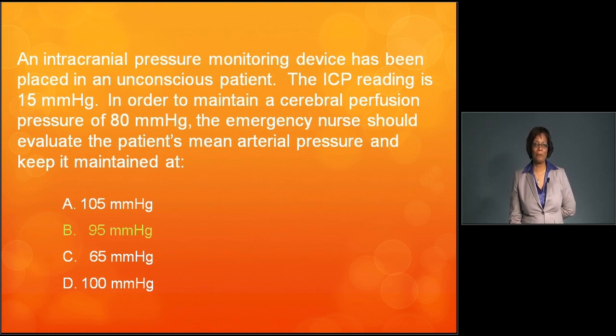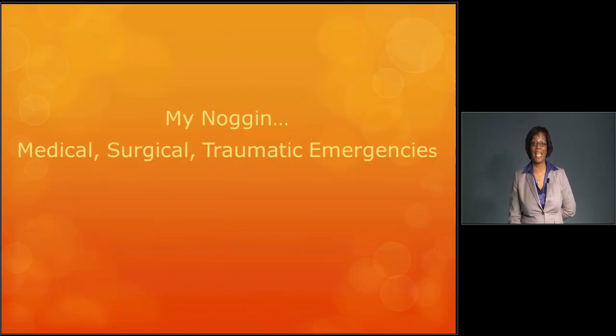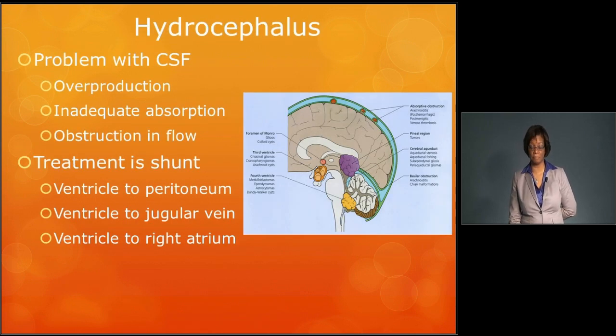CPP is, the formula for that is MAP minus ICP. So if you have an MAP of 95, subtract 15, which is the ICP, you'll come up with the CPP of 80. Now we'll talk about some medical, surgical, and traumatic emergencies related to the neurologic system.